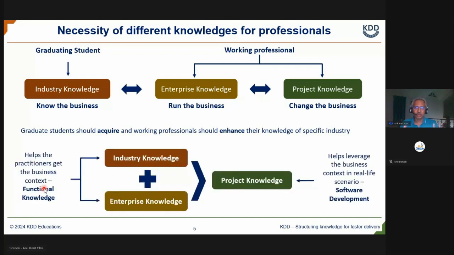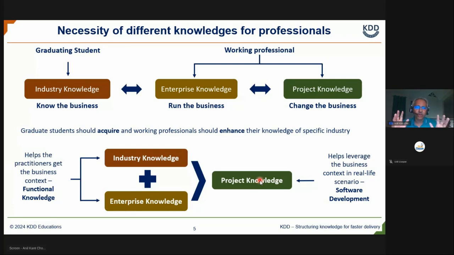So if you look at it in summary, when we have a good knowledge of industry and enterprise together, you have a functional knowledge. You understand the functionality of that particular entity, right? So that helps you to understand the business context. And when you have that, that translates into the project knowledge, because you can understand the requirement better, you can converse with the customer better, and you can do software development in a better way.